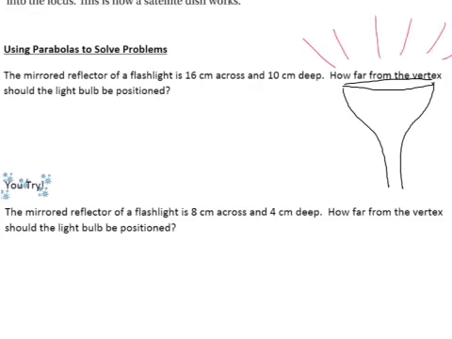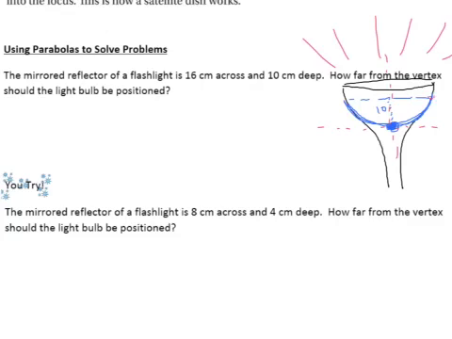It says the mirrored reflector of the flashlight is 16 centimeters across and 10 centimeters deep. So maybe we have this parabola down here, this mirrored reflector, and it's 16 across, and 10 centimeters deep. So right here, we're going to call our vertex. And if I were to put this on a graph, I could say that this graph is right at the origin, just to make things easy.